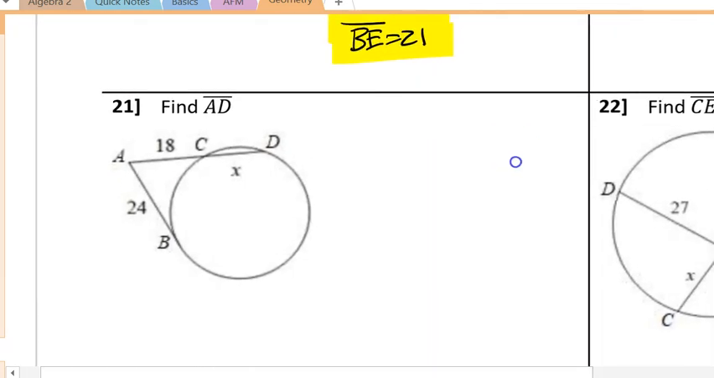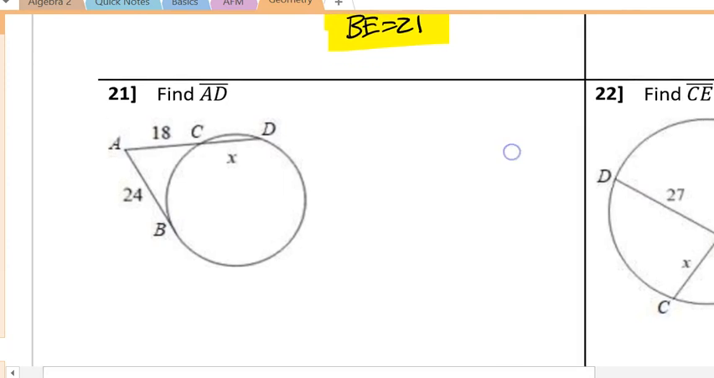We are in fact looking for a segment length. I would like to note we're trying to find the length of AD, which is the whole segment length. So if I know part of it's 18, once I find my x value of CD, I can add those two together to give me the answer for AD. So right off the bat, I know it's just 18 plus some missing piece that we are going to solve for right now.